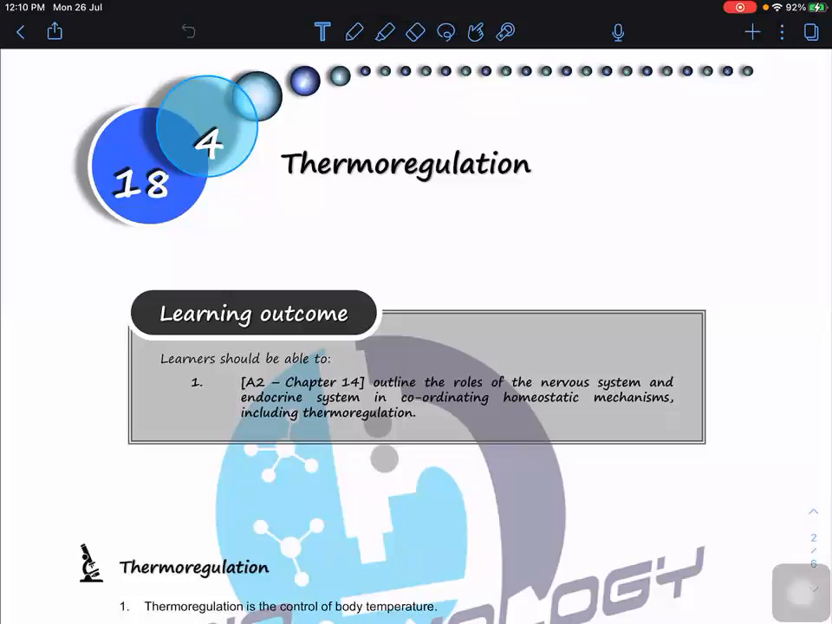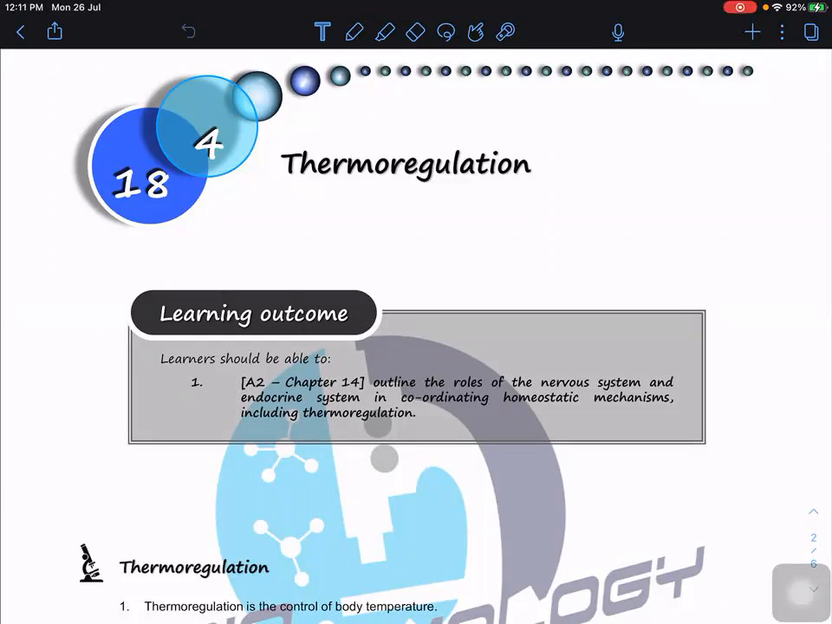Okay, so today we're going to look at thermoregulation. From the name, we want to regulate our body temperature. Our body temperature is actually affected by two sets of receptors. One receptor is located on your skin, which detects the external temperature.